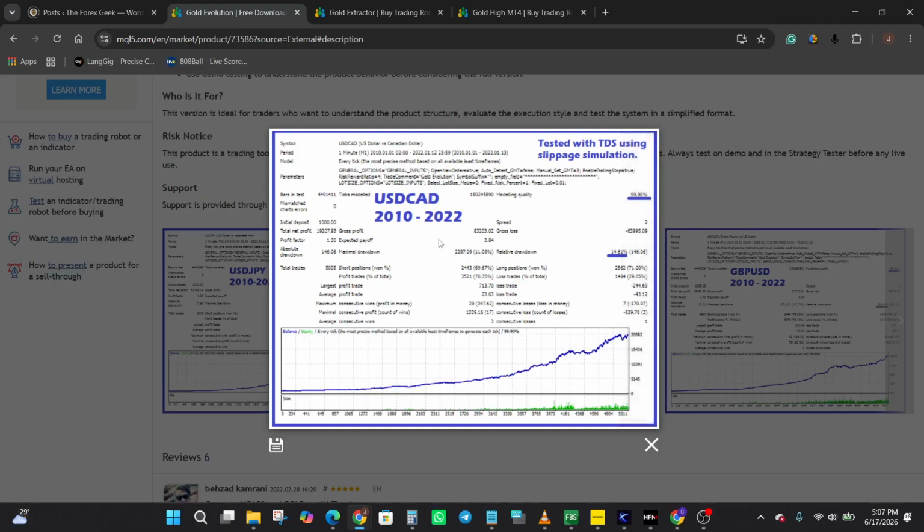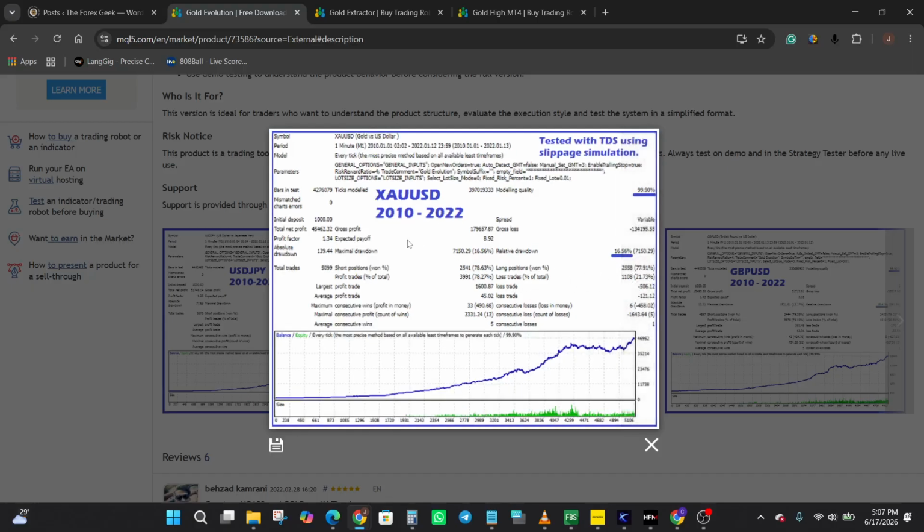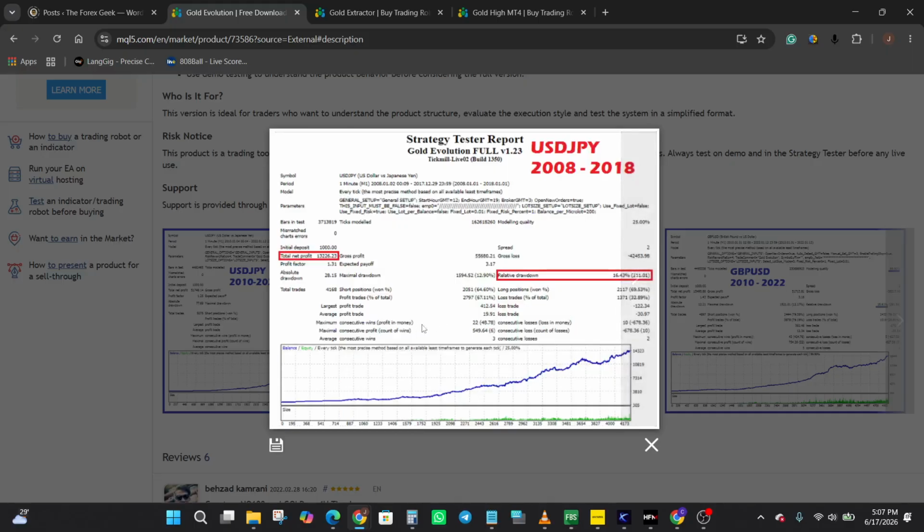So here this is USD CAD, win rate here is 70.35%. Total net profit over $19,000. This is GBP USD, total net profit over $15,000, win rate 79.19%. This is XAU USD, over $45,000 in net profit, 78.27% win rate. So the growth curve also looks pretty interesting. The growth curve is quite steady. This is USD JPY 2008 to 2018, over $13,000 in net profit, with a 67.11% win rate.